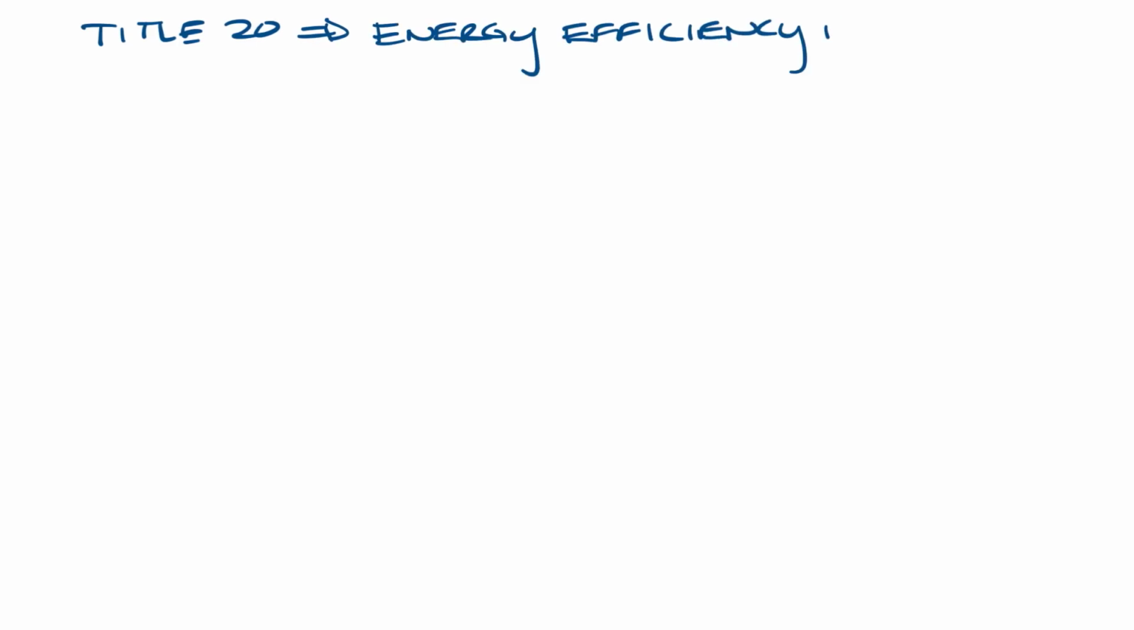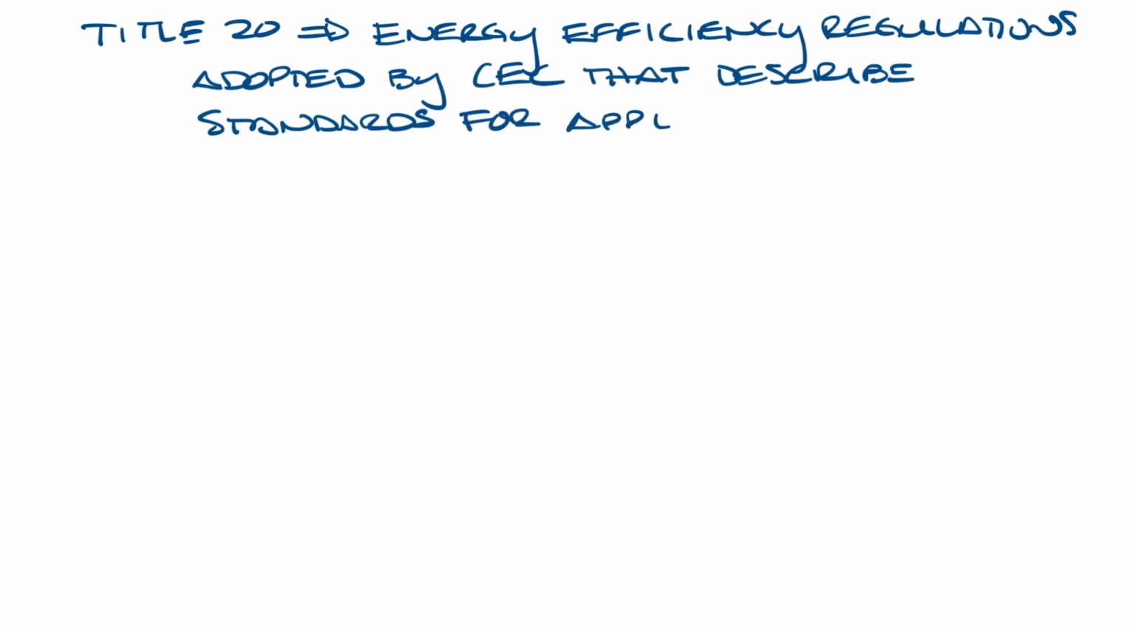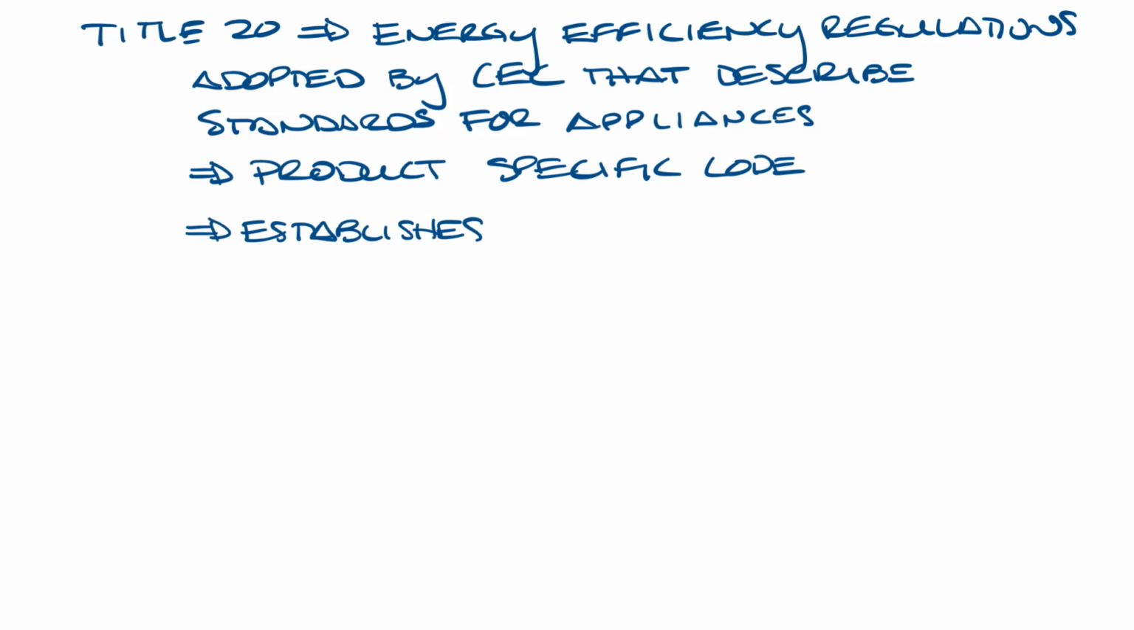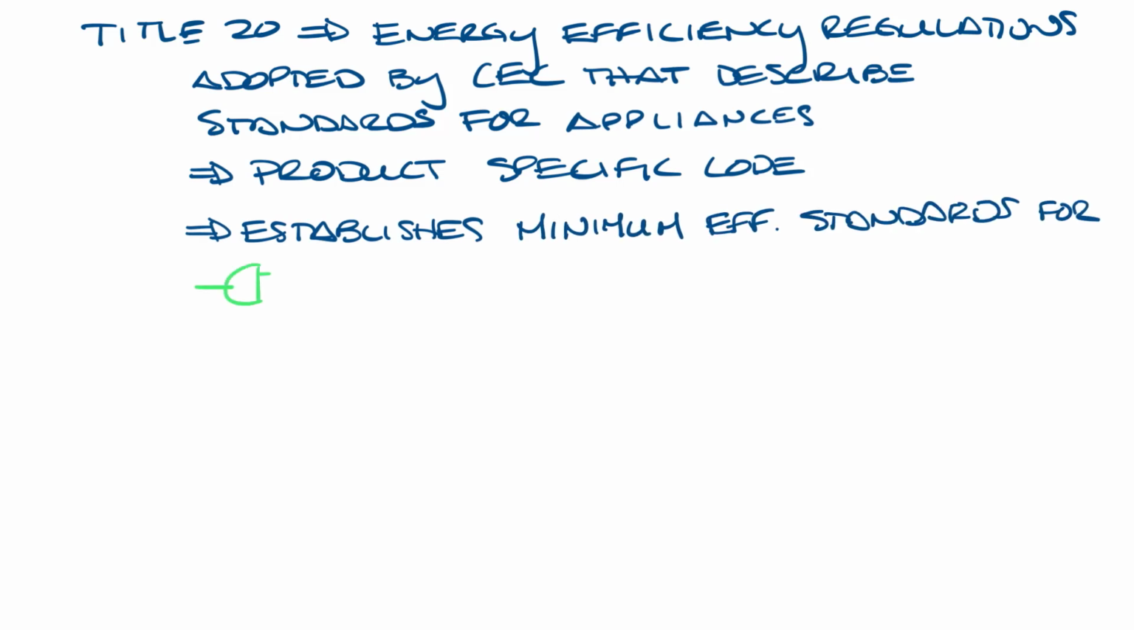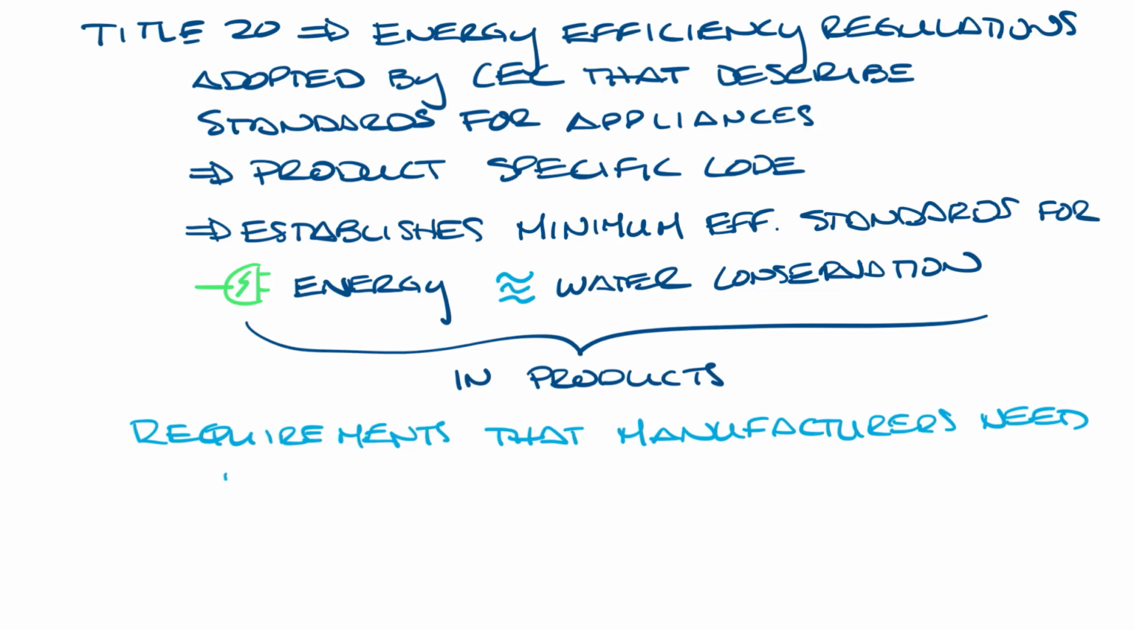Now let's move this over and look at Title 20. Title 20 is a set of energy efficiency regulations adopted by the California Energy Commission, the CEC, that describe the standards for all types of appliances. It's a product-specific code. Title 20 establishes minimum efficiency standards and regulations for energy and water consumption in products. It defines requirements that manufacturers need to meet to ship product into California.